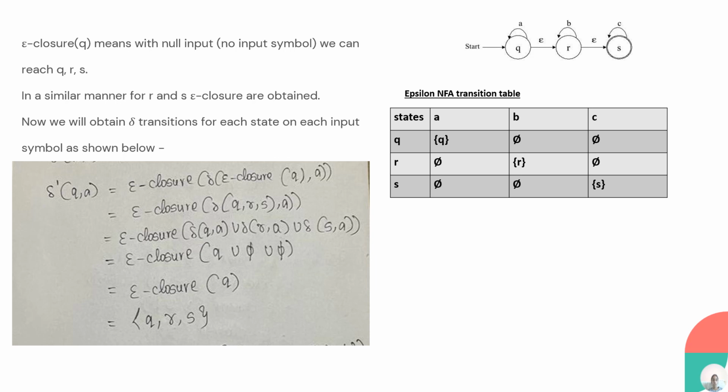First we need to find delta of Q comma A, which equals epsilon closure of delta of epsilon closure of Q comma A. Epsilon closure of Q gives the epsilon transition moves and A is the input symbol. Epsilon closure of delta of Q comma A is null, union delta of R comma A is null, union delta of S comma A is null. Epsilon closure of Q gives QRS.